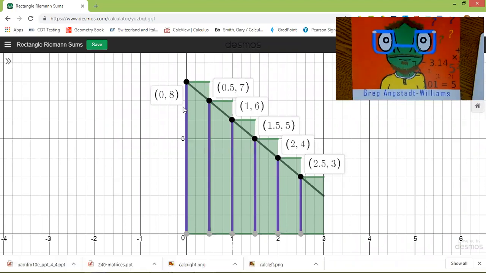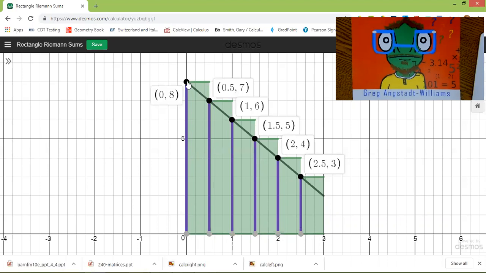So this is the graph of 8 minus 2x from only 0 to 3. I put my left-hand rectangles in first, as you can see. Because there's 6 rectangles from 0 to 3, each of these rectangles has a base of a half. So I go 0 up by a half all the way up to 3, my left-handed rectangles.